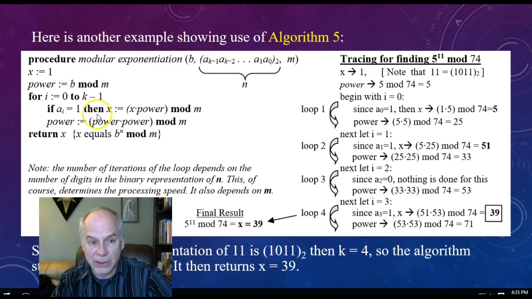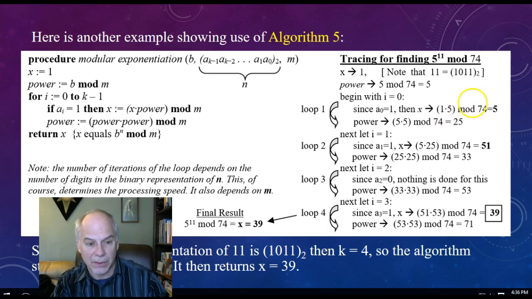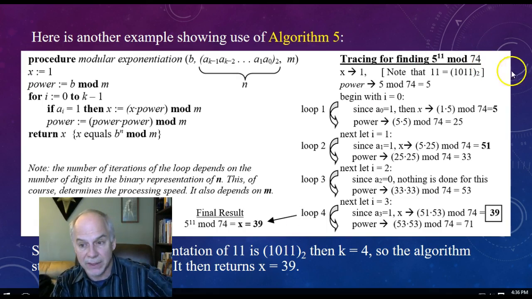Because that's true, we do x becomes x times the power mod m. So x is starting off at 1, so 1 times the power, which previously was 5, so 5 mod 74. Now, 5 mod 74 is 5. The next line changes the power into power times power mod m. So 5 times 5 is 25 in mod 74, because we're still below 74, so the quotient is 0 and the remainder is 25. Then it goes on to the next loop.